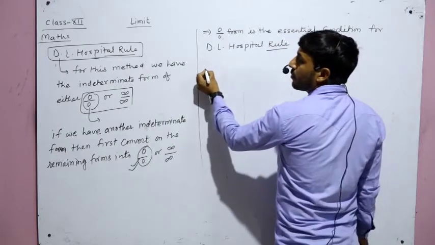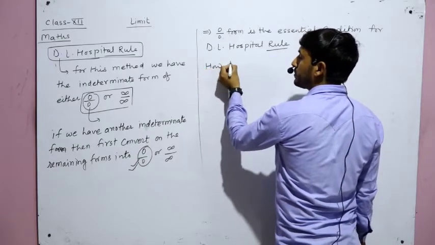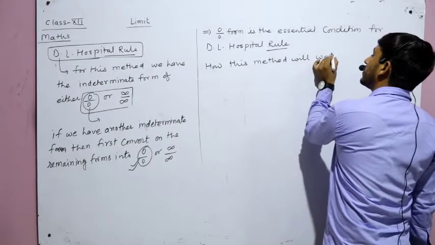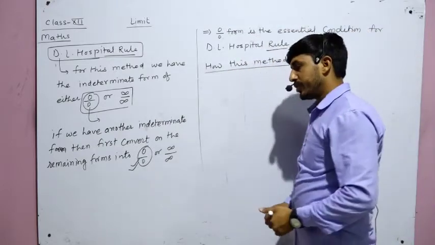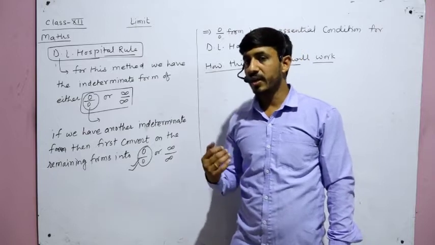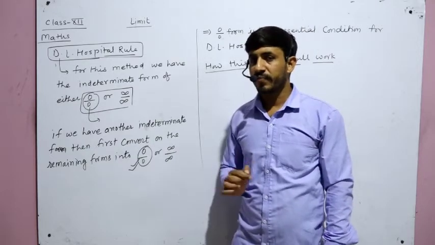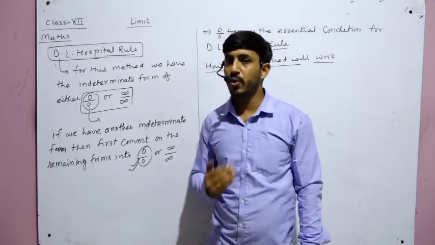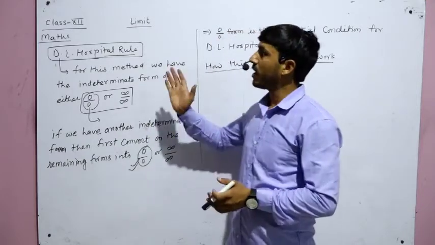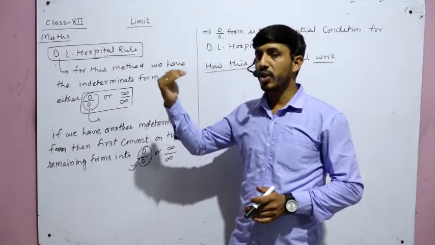Now we have to learn how this method will work. As I have told you, this is a very basic and easy method to apply on every type of limit, to find limits if we have any indeterminate form. But for applying this method, first we have to know about differentiation, and in this chapter we are only studying limits. You can apply this method after studying differentiation.